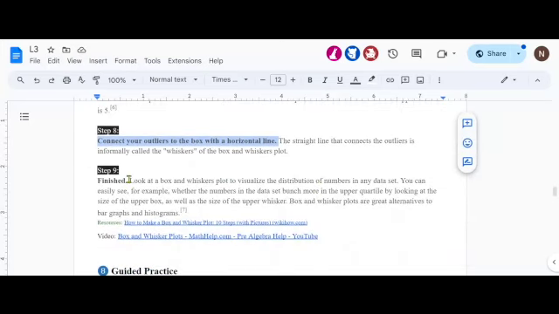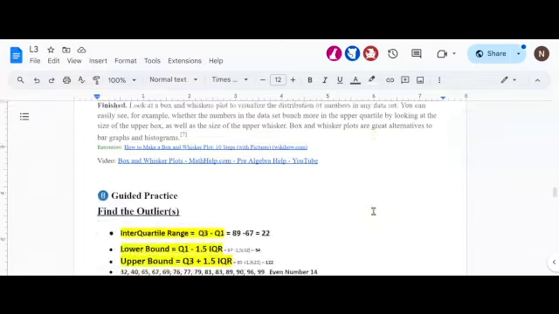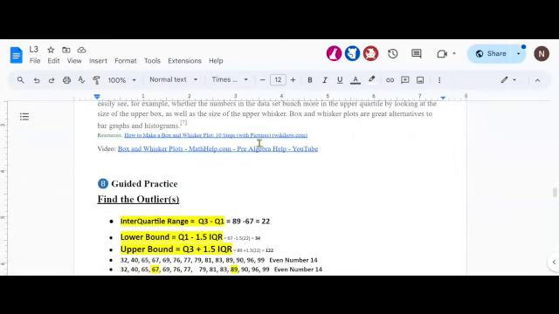Step number 9, finished. Look at the box and whisker plot to visualize the distribution of numbers in any data set. You can easily see, for example, whether the numbers in the data set bunch more in the upper quartile by looking at the size of the upper box, as well as the size of the upper whisker. Box and whisker plots are a great alternative to bar graphs and histograms. There are some resources here. Maybe you want to watch that.